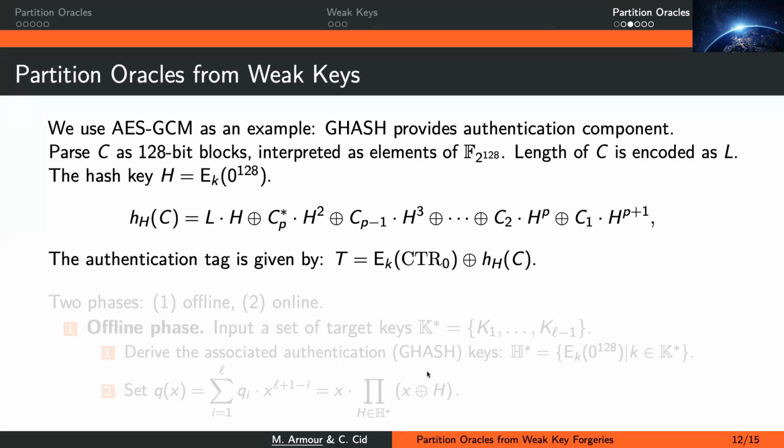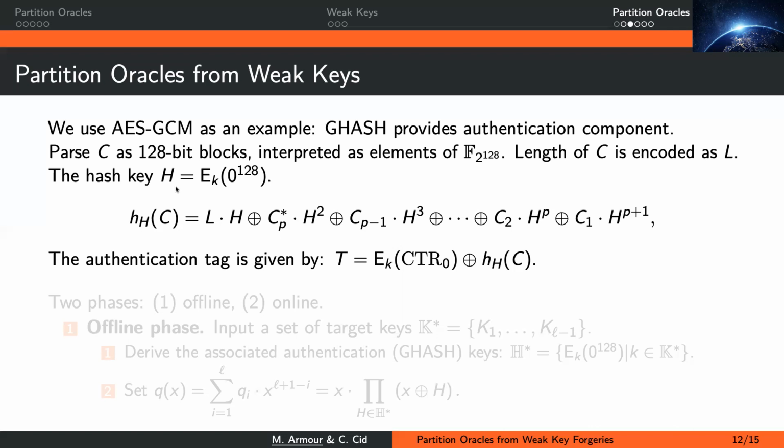And then the hash of the ciphertext is this polynomial evaluation. So that is the same as before, with the order slightly changed, but the idea is the same. And then the authentication tag is that hash value XORed with a one-time pad, an encryption with K of a counter. Okay, so this is the definition of GHASH, and it's just useful to have that on the page.